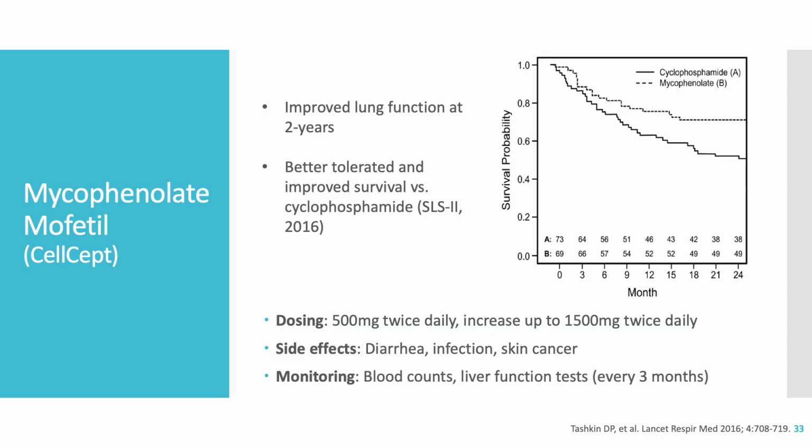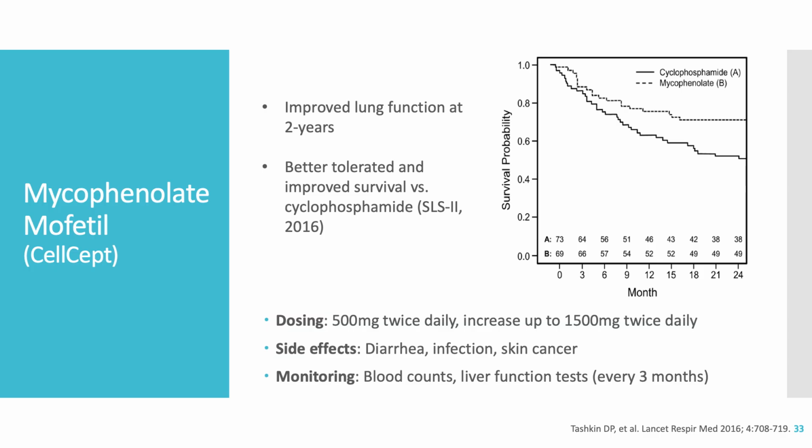So when do we start treatment? In general, with mycophenolate, we know that there is improved lung function at 2 years. It's better tolerated and has improved survival compared to cyclophosphamide, which has very good data to support its use in scleroderma as well. And so oftentimes that will be one of the first medications that we choose.